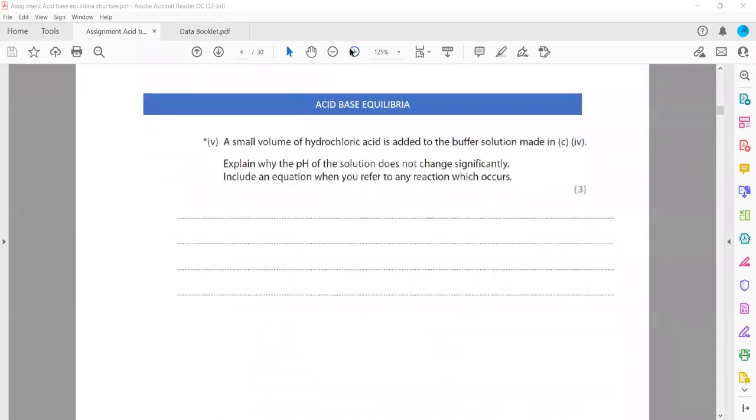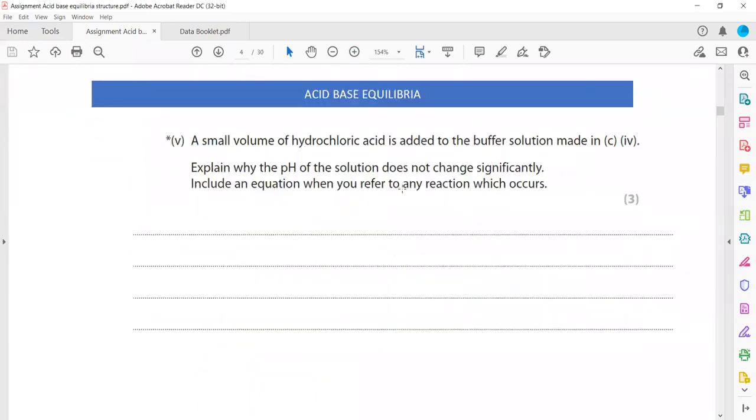Then a small volume of hydrochloric acid is added to a buffer solution. Explain why the pH of the solution does not change significantly. Include an equation which you refer to. So whenever we add acid, the H plus ions react. When we add hydrogen ions, the equilibrium is shifted towards the left hand side, so more acid molecules are formed.